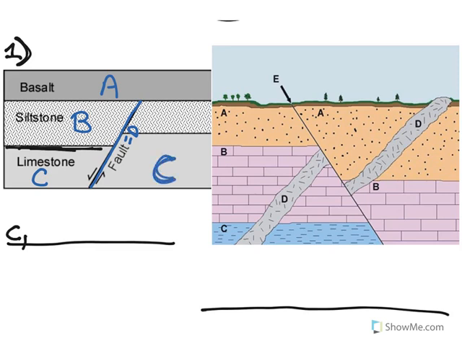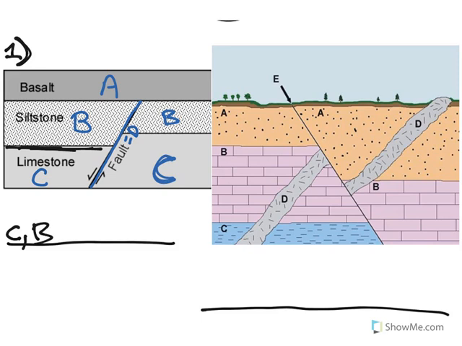It's just been cut. The second oldest layer is layer B. Layer B, the siltstone. This is also part of layer B. It's been cut though. Now notice there is something that is cross-cutting. There is a fault that is cutting C and B.